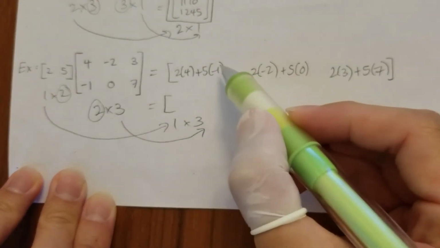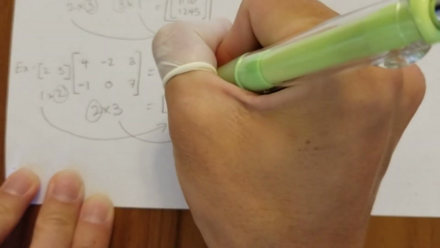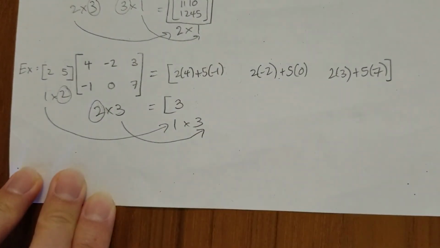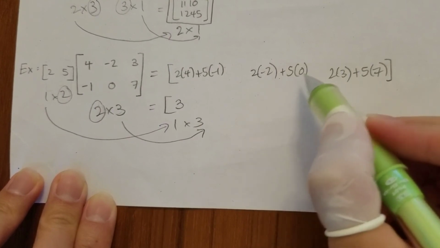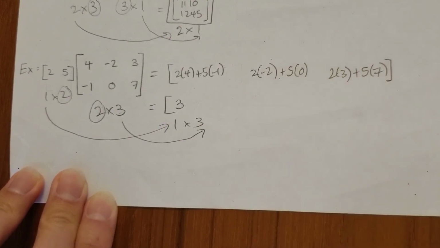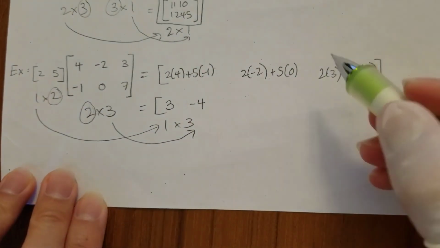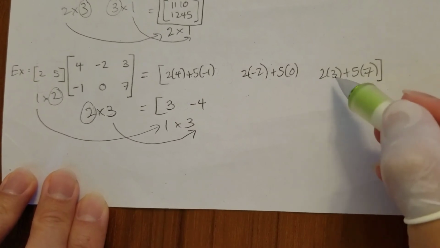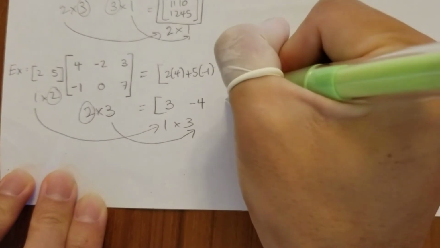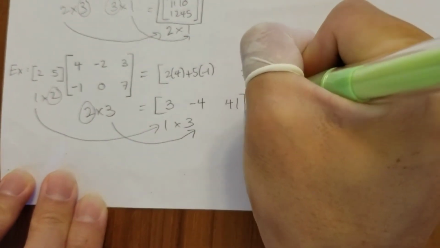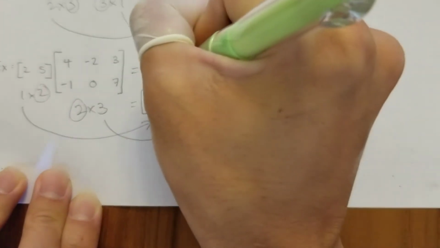2 times 4 is 8. 8 plus 5 times negative 1, so it's going to be 8 minus 5. 8 minus 5 is 3. Okay, 2 times negative 2 is going to be negative 4. Negative 4 plus 0 is going to be negative 4. Okay, 2 times 3 is 6. 6 plus 35 is going to be 41. We have our 1 by 3 matrix.